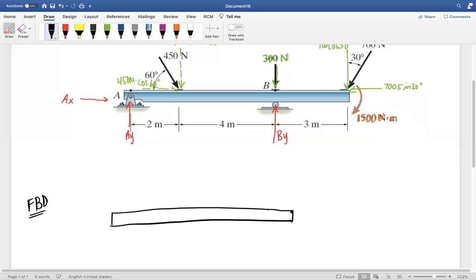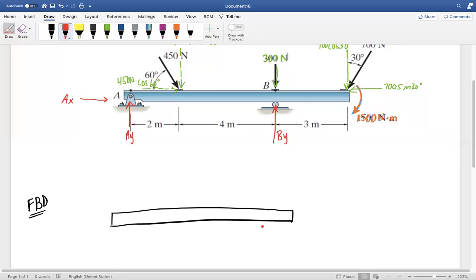So in a perfect world, you're going to use a straight edge, like on your exam. But I have a little writing pad thing, and I can't use a ruler on it or else it'll start writing. So it'll be wobbly, but it'll work. So here's the reaction forces.